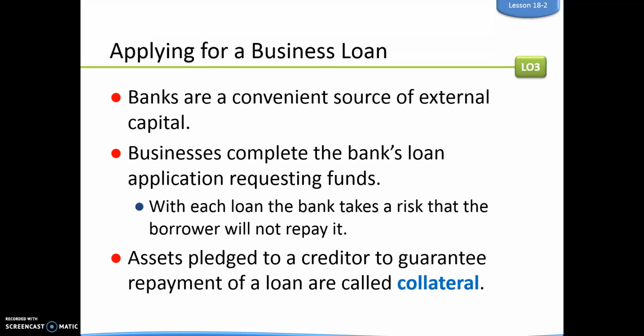So one way that we can obtain financing is by going to a bank. It is a convenient source of external capital for businesses. Of course, we would need to complete a loan application that requests funds because, as we know, banks take a risk anytime they loan money to someone that they will not repay it, just like we do when we offer our customers the ability to pay on credit. We know that not everybody is always going to pay. And so we also have something called collateral, which is where we have assets that are pledged to the bank to guarantee repayment of our loan.